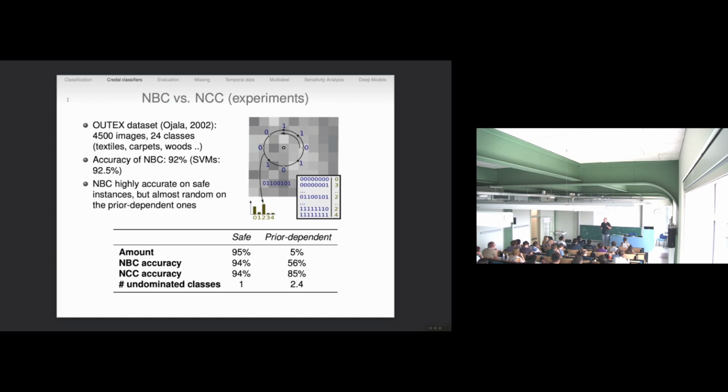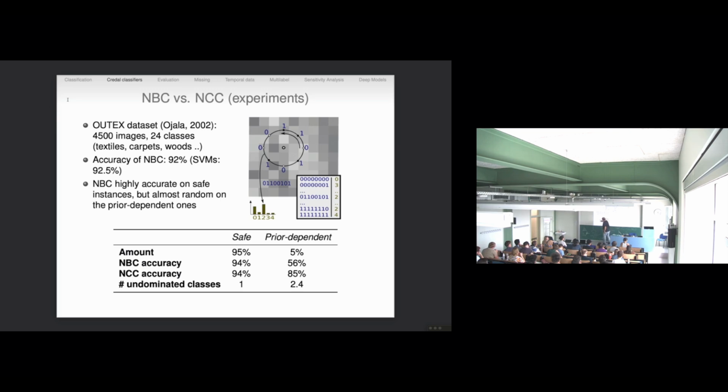Okay. So an interesting experiment, but it is more than an experiment, is to check the performance of the Bayesian network classifier on two different groups of instances. On the instances which are determinate, so on the instances for which the credal classifier is giving you a single output, and on the indeterminate instances. So you have two groups of instances if you use a credal classifier.